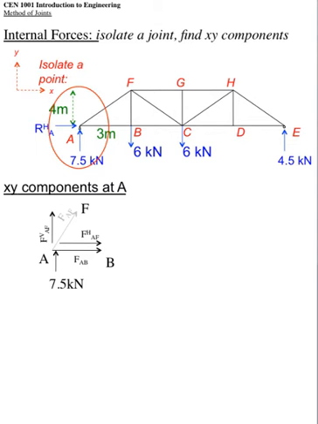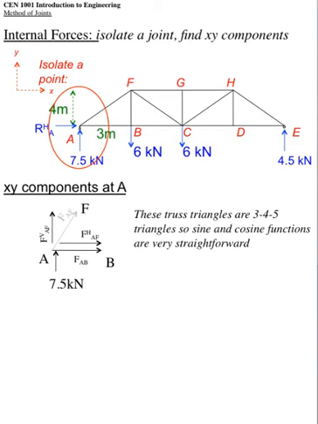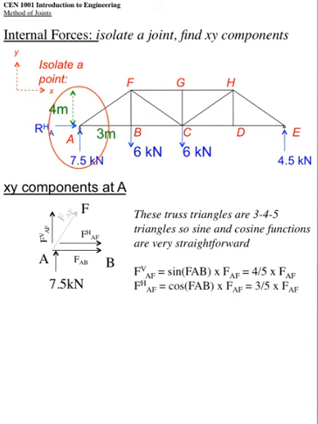So AF is the hypotenuse. Notice each of these is a 3, 4, 5 triangle. So the sines and cosines are pretty straightforward. The vertical component of AF is equal to the sine of that base angle times the hypotenuse. So it's 4/5. In the 3, 4, 5 triangle, the sine of the angle is 4/5 times the hypotenuse. The horizontal component is the cosine of the angle, which is 3/5 times the hypotenuse.